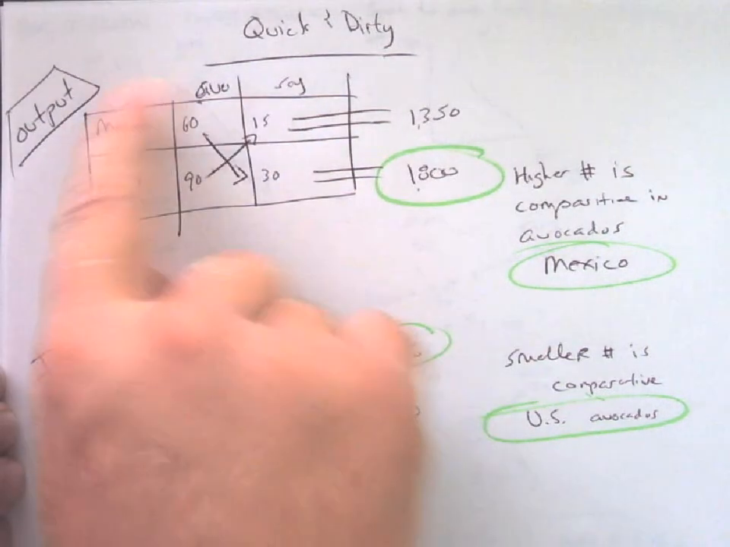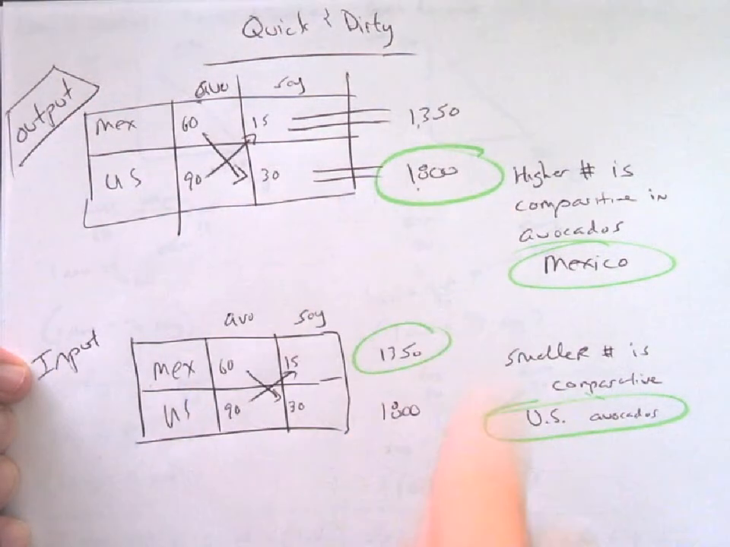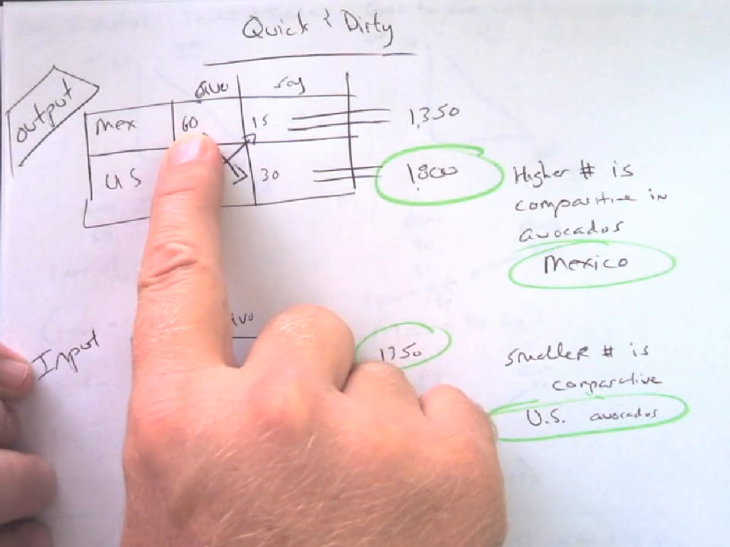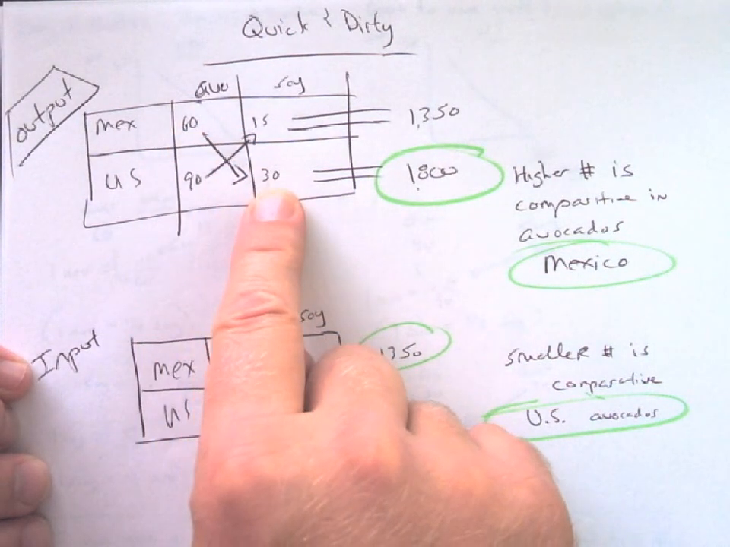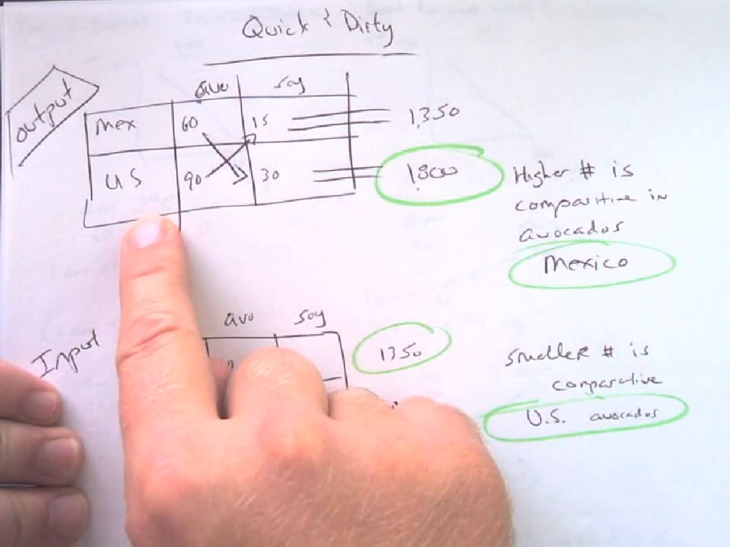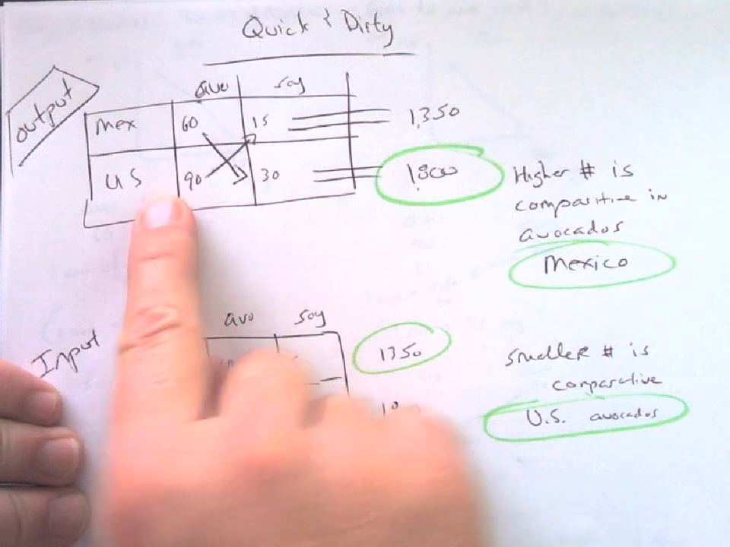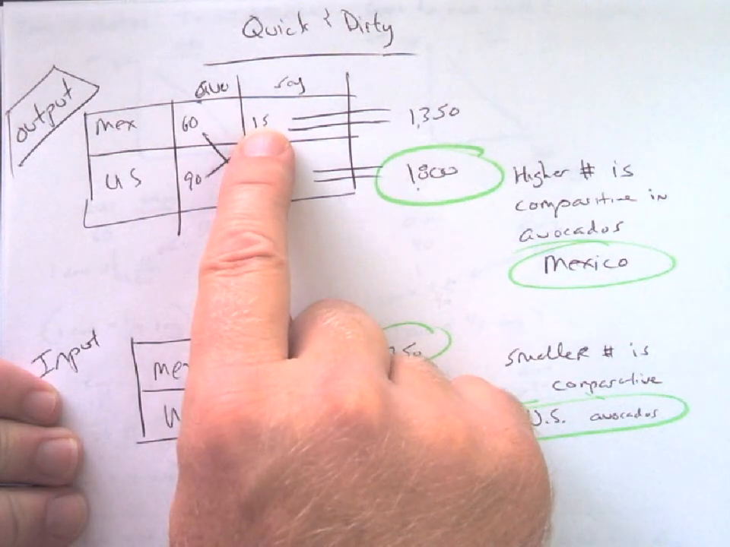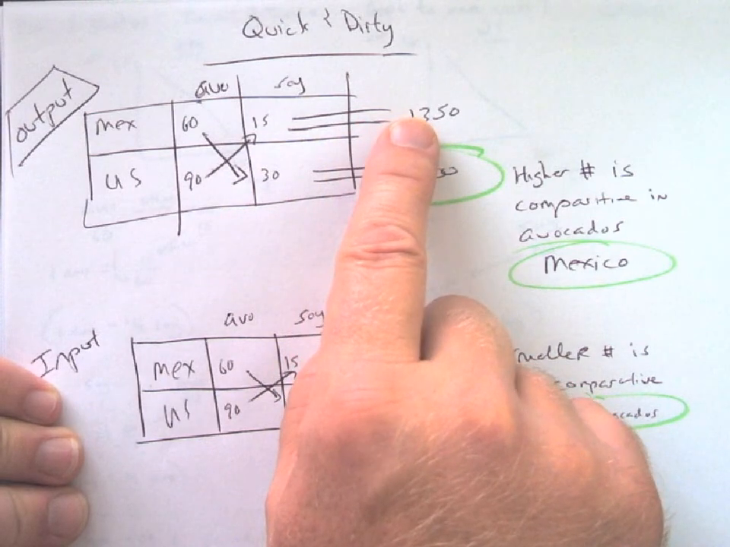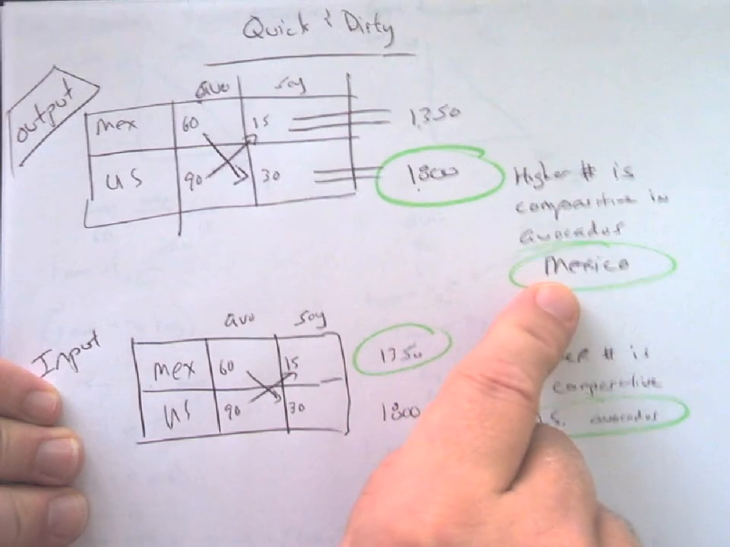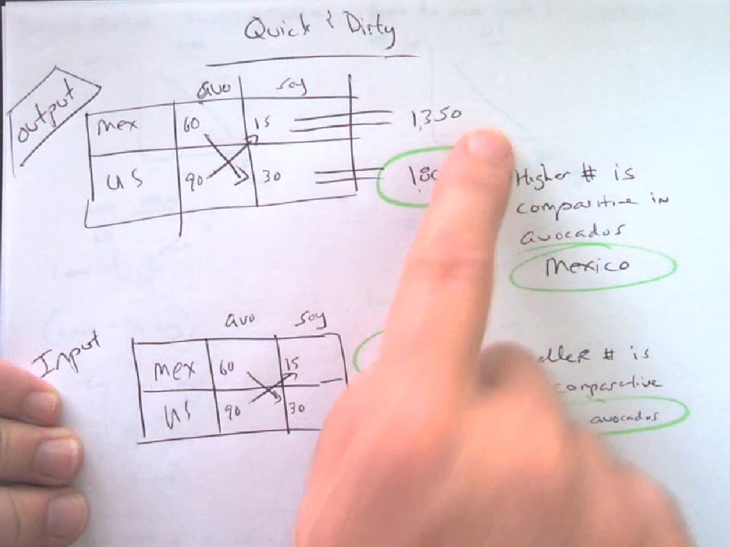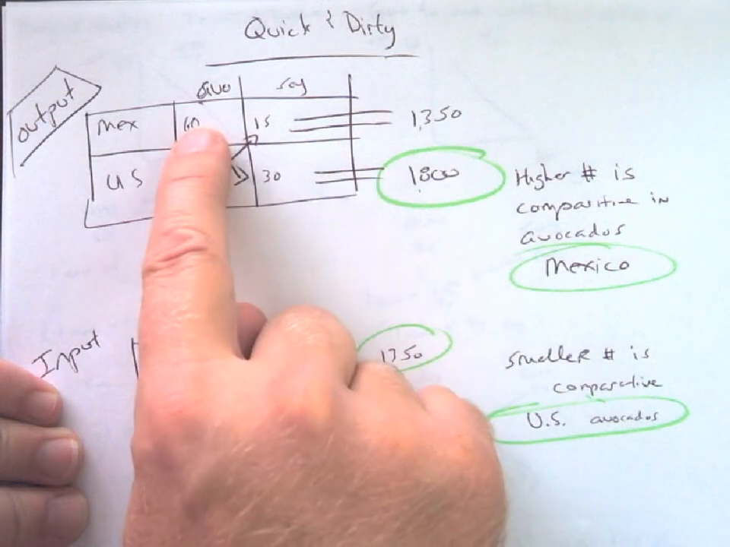So say you need to solve an output question quickly and you need comparative advantage. You're going to take Mexico's avocado production, multiply it by the United States soybean production, and you're going to get 1800. And do the same for the United States. Their avocado production of 90, cross multiply by Mexico's soybean production, and you'll get 1350. Now, the higher number is a comparative advantage in avocados. 1800 is more than 1350, so that 1800 belongs to Mexico.